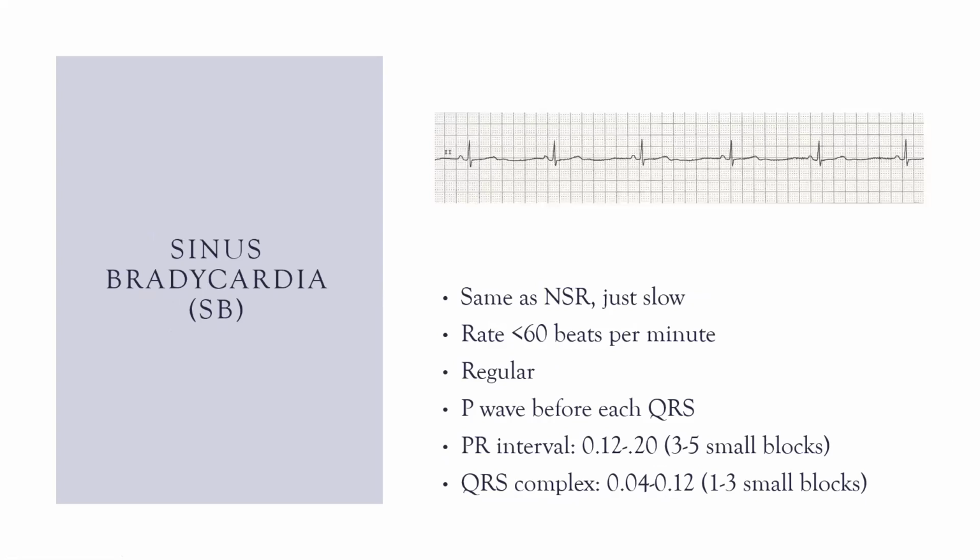Sinus brady meets all of the standards that we just talked about, except the rate is slow. We have less than 60 beats per minute. That's where bradycardia comes in, and the sinus part comes in because everything else is normal. It's regular. There's P waves. The intervals are the appropriate time length.